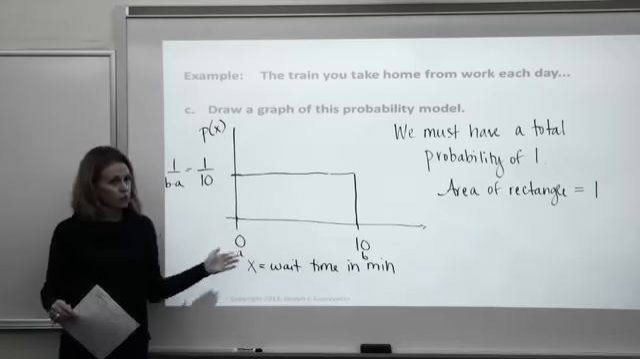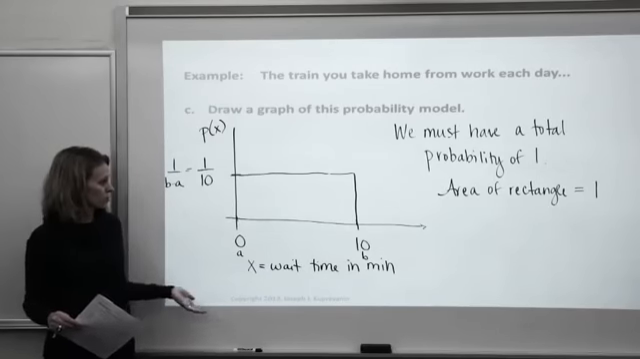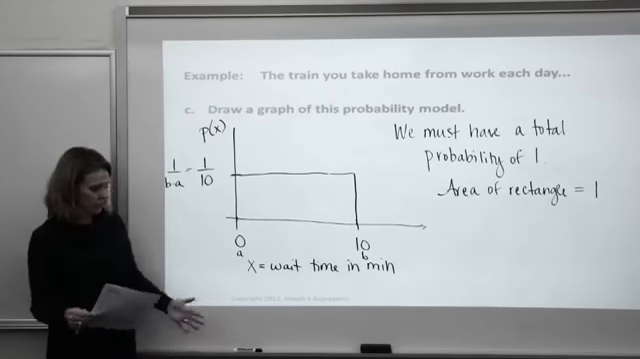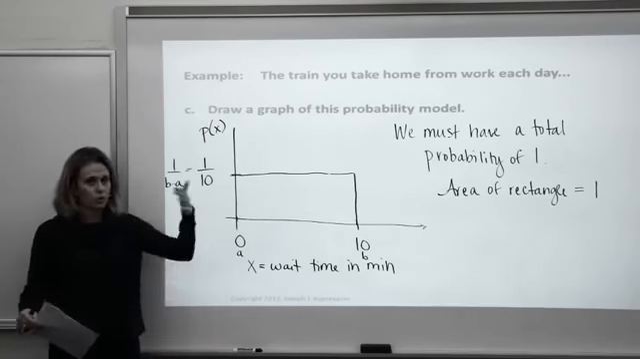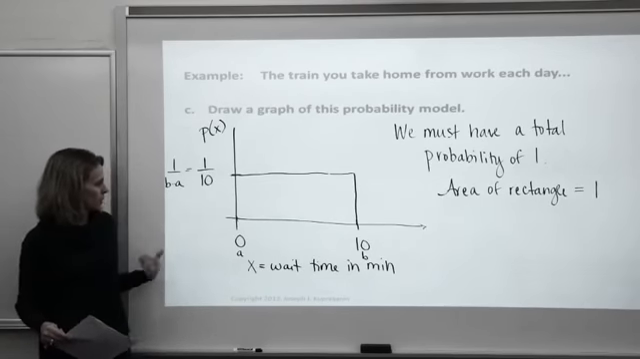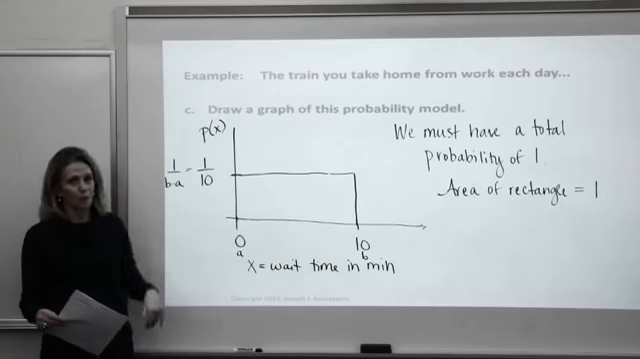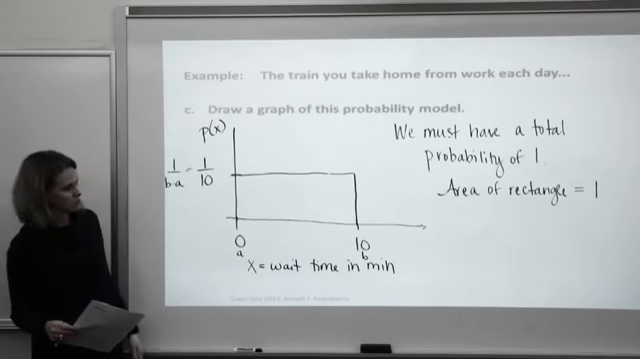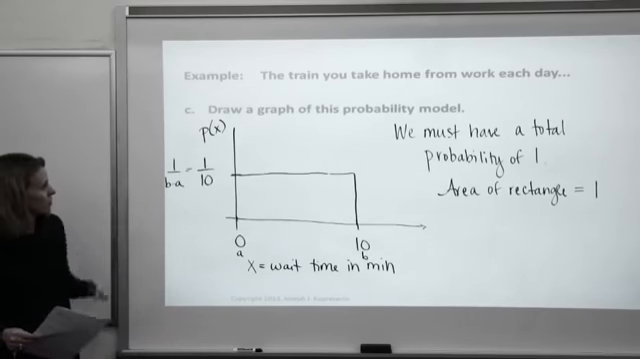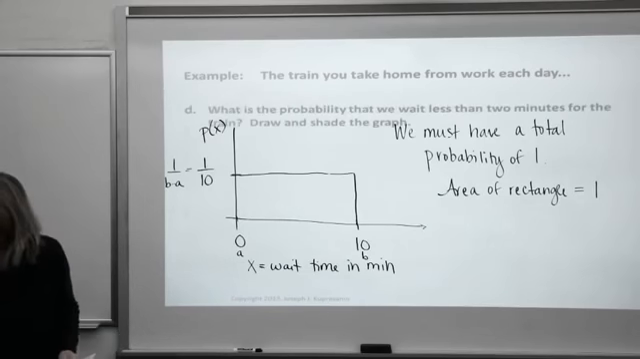And now that we have our picture, now we can use this to compute certain probabilities. So if we want to figure out the probability we wait more than 3 minutes or less than 3 minutes or whatever happens to be in questions D and E, we can figure that out. So let's move on to those.